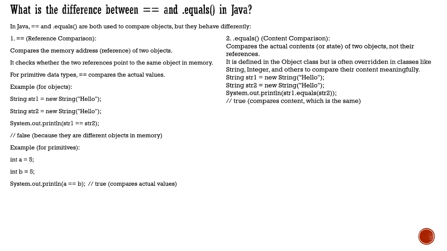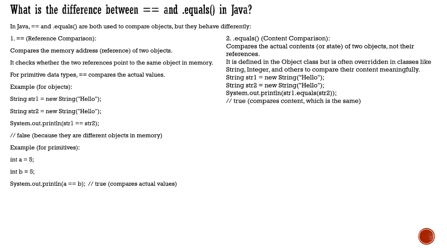Now let's talk about double equals, which always does a reference comparison. So it always compares the memory location where these two objects are stored. It checks whether these two references are pointing to the same object in memory or not. But let's say we are dealing with primitive types, then it will compare the actual content, that is the value, because these are primitive types, not objects.